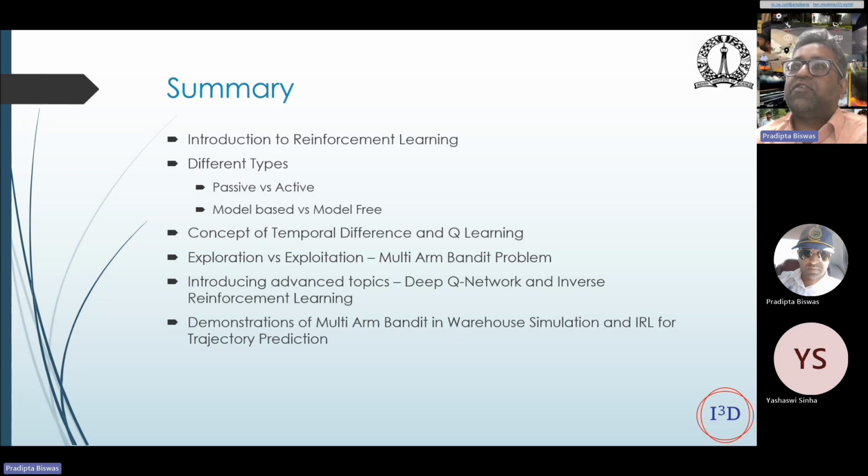We learned the multi-armed bandit, and the difference between exploration and exploitation: when we keep on using the arms which we saw give us reward, compared to when we explore an arm which was not used before. And we very briefly introduced some topics like deep Q network and inverse reinforcement learning. Of course, we will have a whole lecture on inverse reinforcement learning and multi-armed bandit in the coming days.